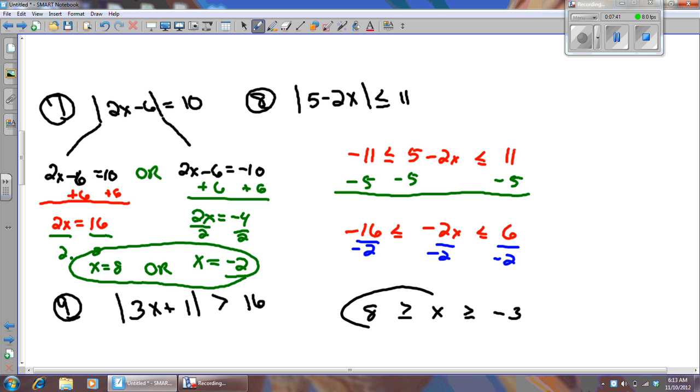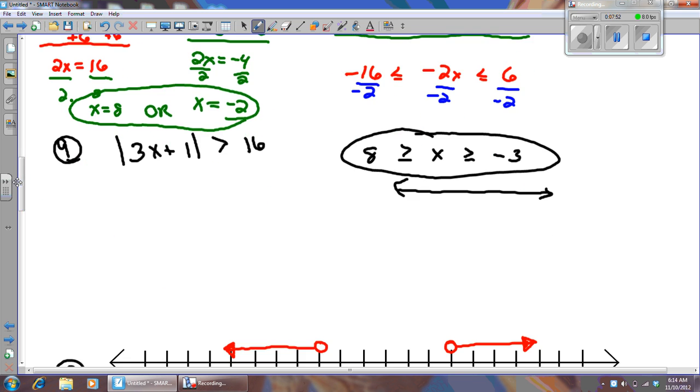And there we go. Of course, if I graph that on a number line, I will get an "and" picture, right? I'll get myself a little more room here. All right. Get a negative 3 over here, positive 8 over here. And there we go. All right, how am I doing on time? I'm already at 8 minutes.